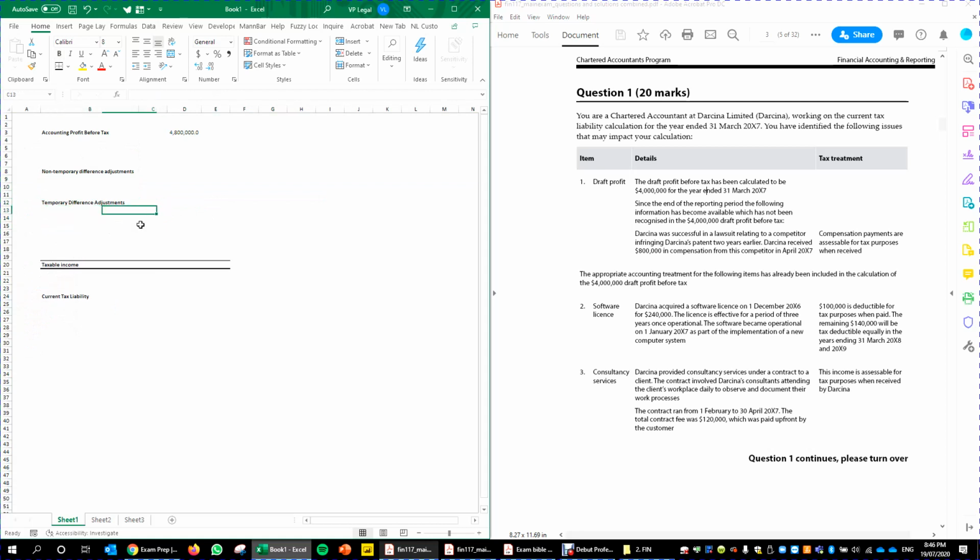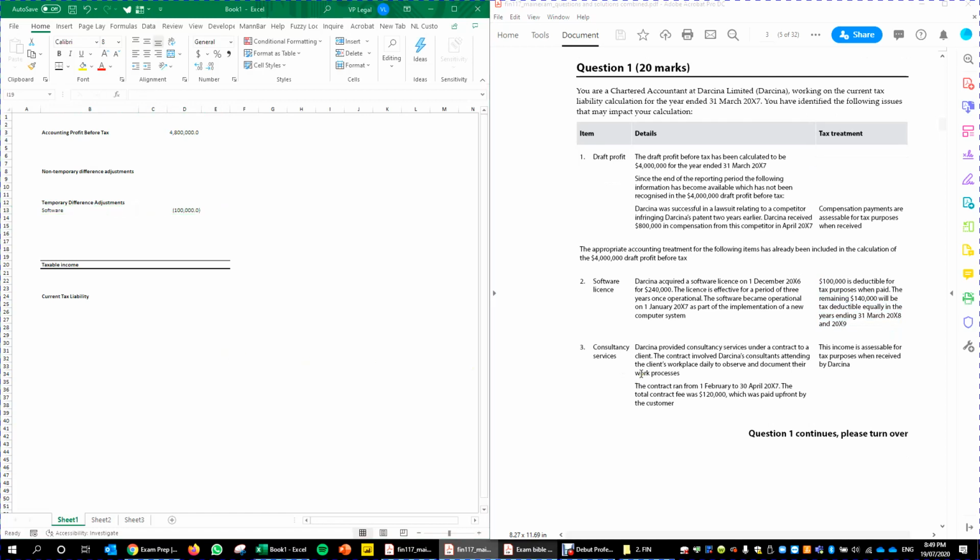The reason we're going to put it in temporary is because temporary just relates to timing. I mean, eventually they're going to get a deduction for it when they amortize it and get that deduction over time. We're just bringing forward that deduction earlier for tax purposes, so therefore it's a timing issue rather than a structural how you actually treat it. So this is going to go into temporary. So software, we go minus $100,000.